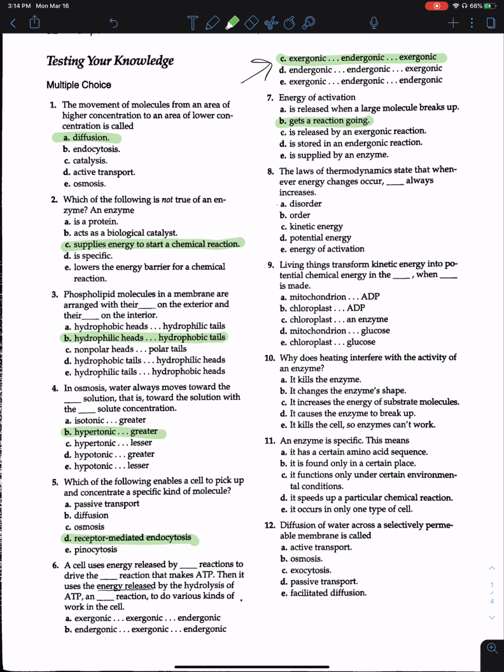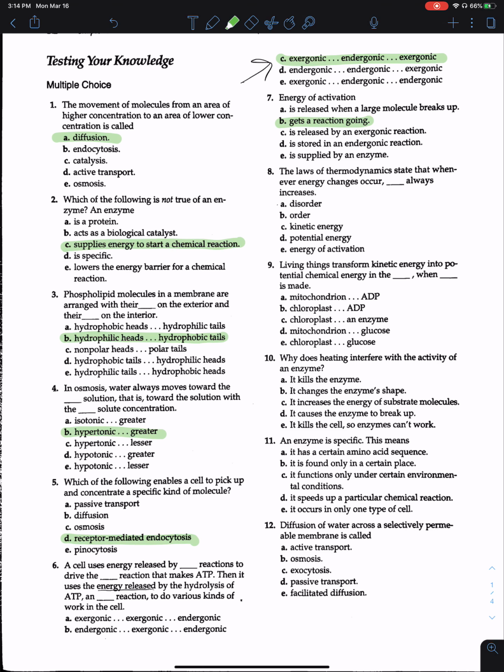E is an interesting answer. Although the enzyme doesn't typically actually provide energy, the enzyme can sometimes use energy for any kind of reaction. But in any case, energy of activation, get something started. B is your answer here. All right, moving on to number 8. Sorry, I just gave away the answer.